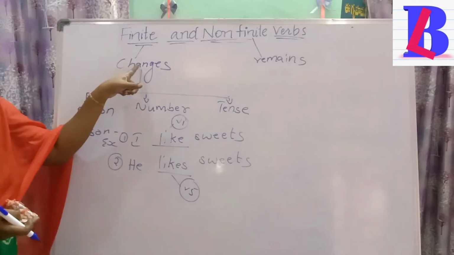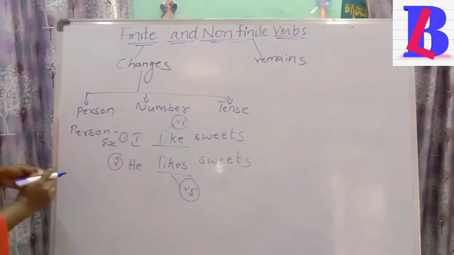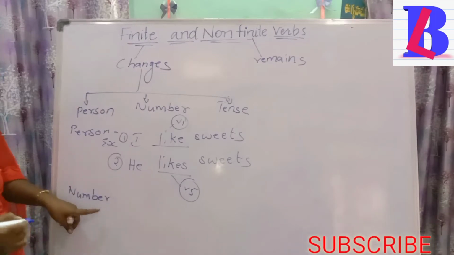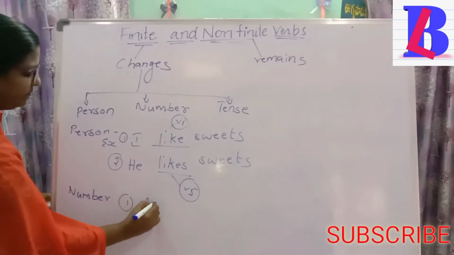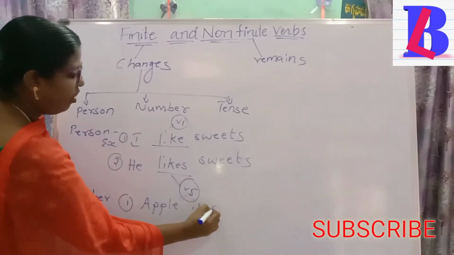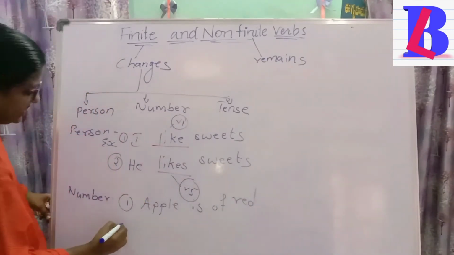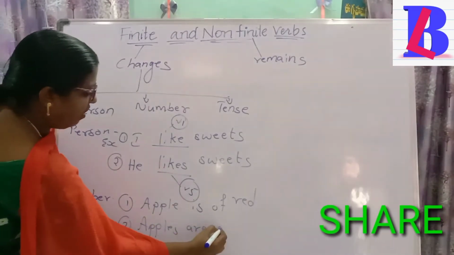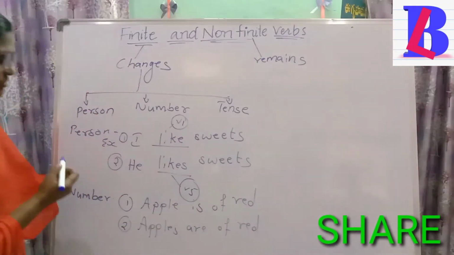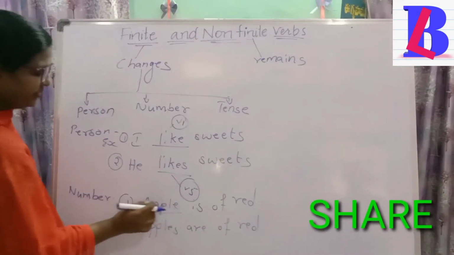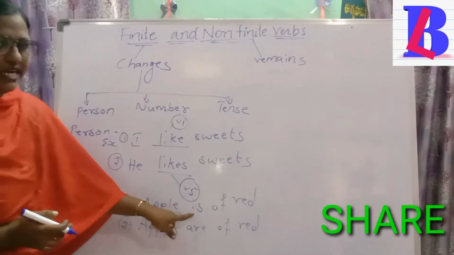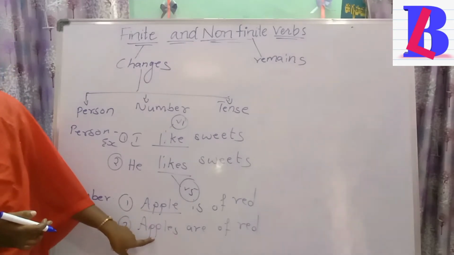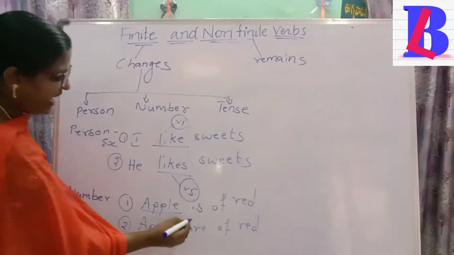Now, let us see how a finite verb changes with number. Example: Apple is red. Apples are red. When you see here the subject apple, it is in singular form, so we write is. In the second sentence, the subject apples is in plural form, so we write are.